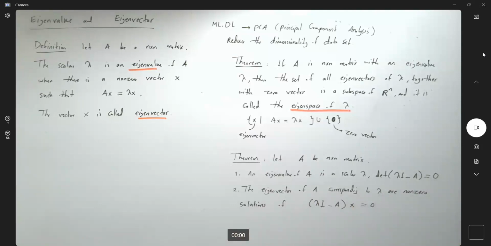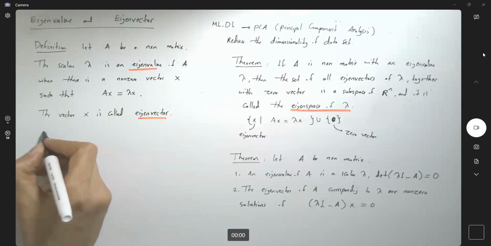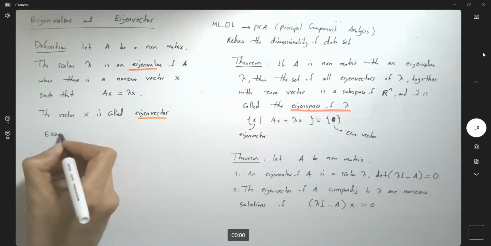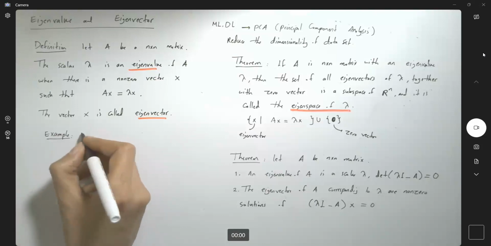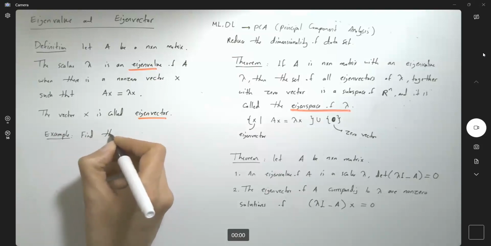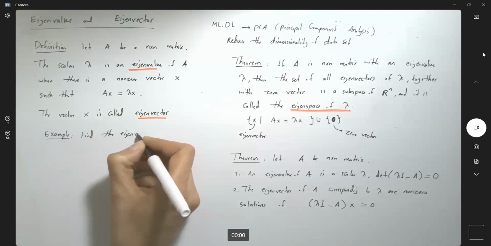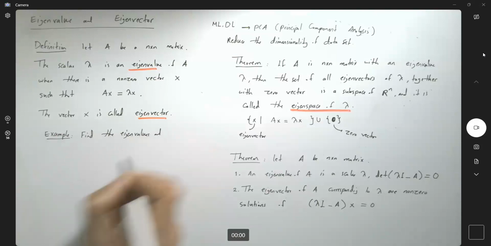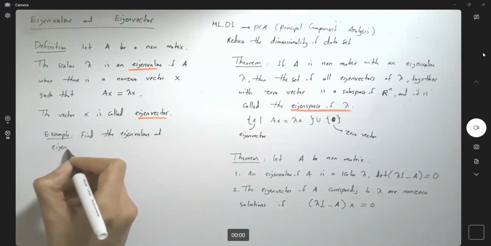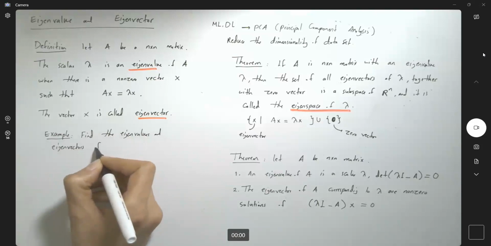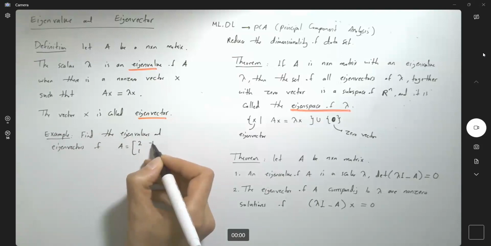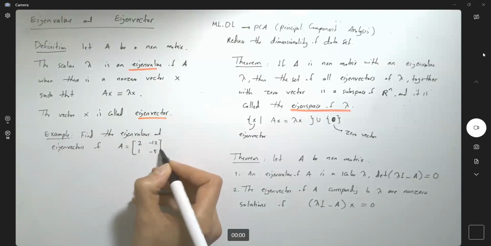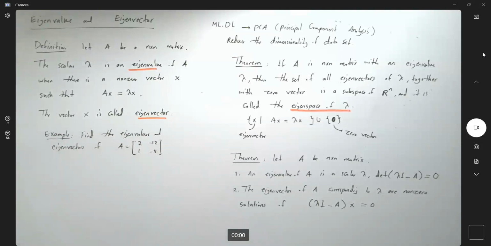Okay, let me give you an example. So let us take a look at this example together. The example says, find the eigenvalues and eigenvectors of matrix A, which is given to you as 2, 1, negative 12, and negative 5. Very good.